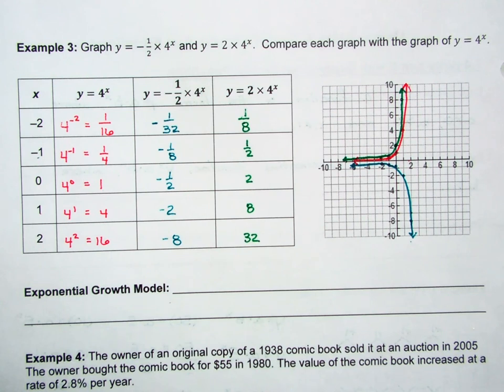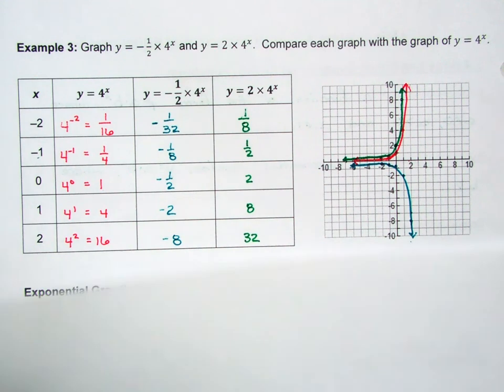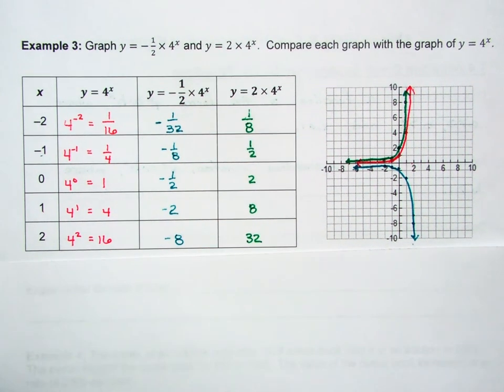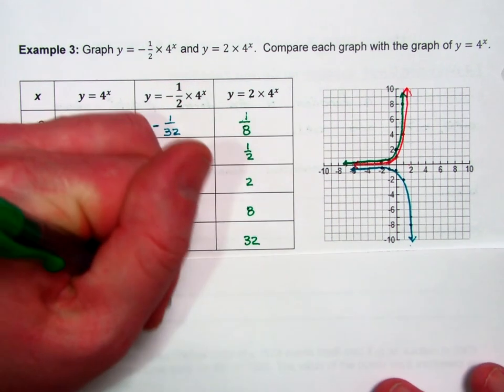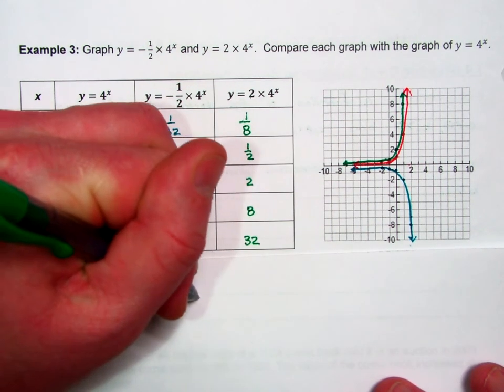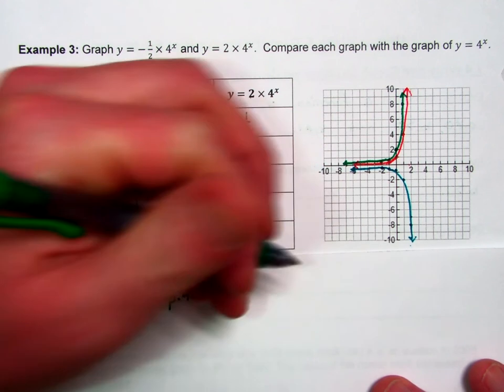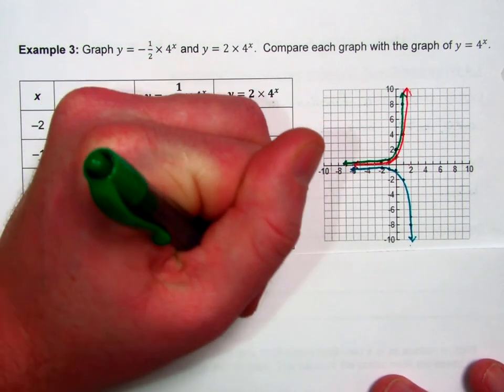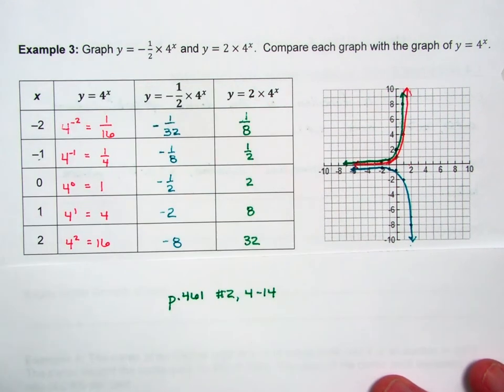Okay? So, once you are done with these notes, you're going to need to get a piece of graph paper, because a lot of today is graphing. And complete the following homework assignment. It is going to be page 461, numbers 2, and then 4 through 14.